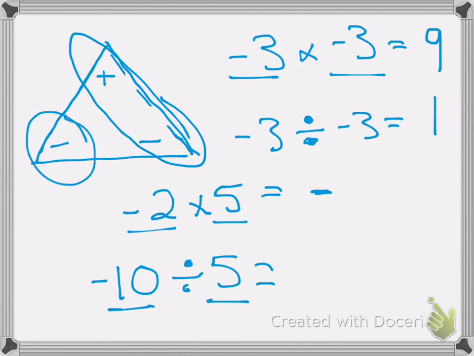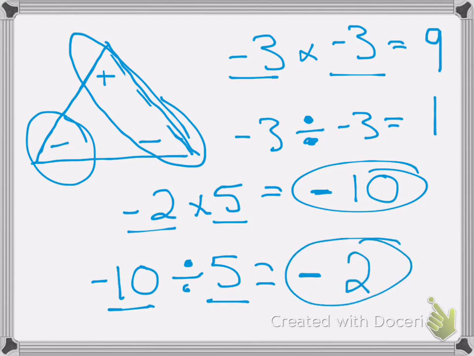What I like to do is figure out if it's going to be positive or negative and write it off to the side. So then you just have to do 2 times 5 is 10. So we've got negative 10 for our answer. Negative 10 divided by 5 is 2. So we've got negative 2 for our answer. Okay. This triangle helps you determine when you're multiplying or dividing if it's negative or positive.